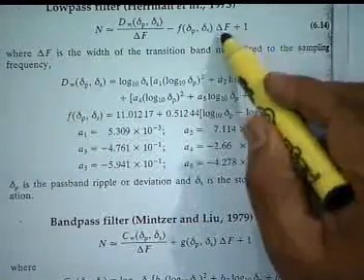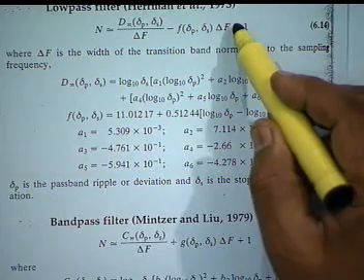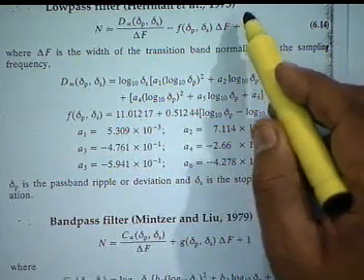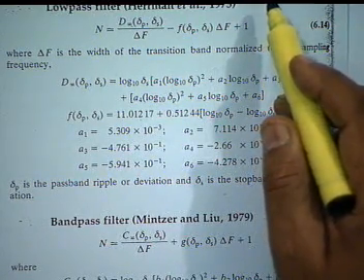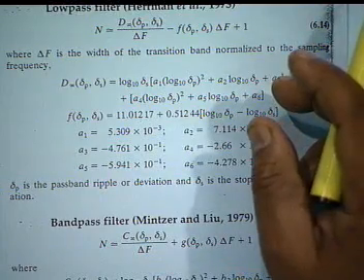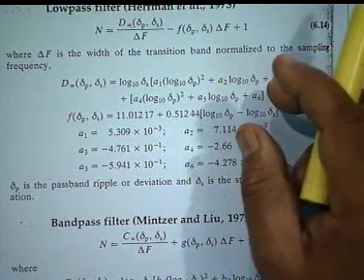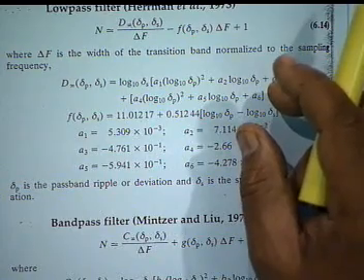Okay, this is delta f, and in the case of a high pass filter, it is omega p minus omega s divided by 2 pi. Is the point clear? So you have to be careful about this.